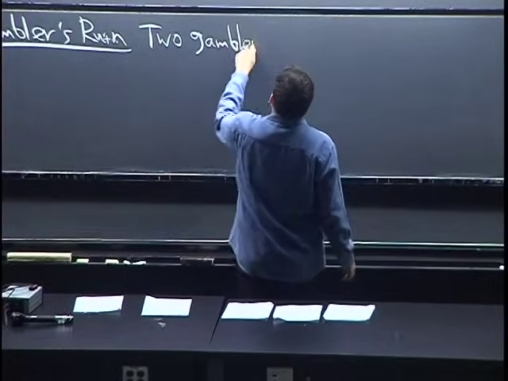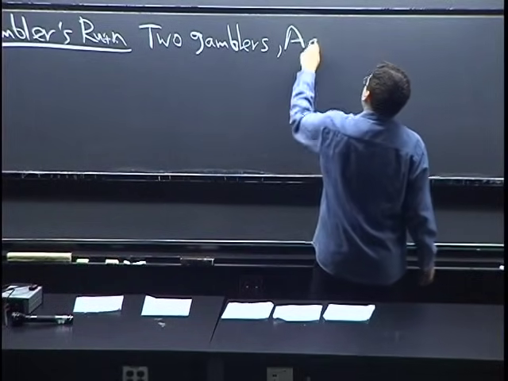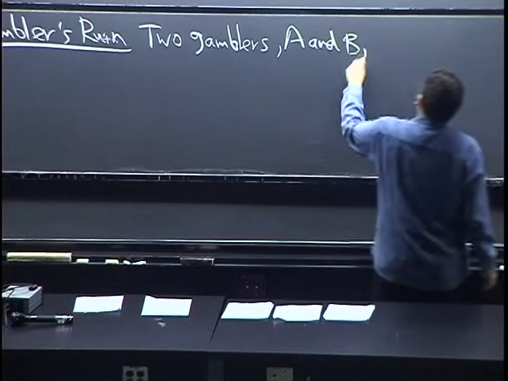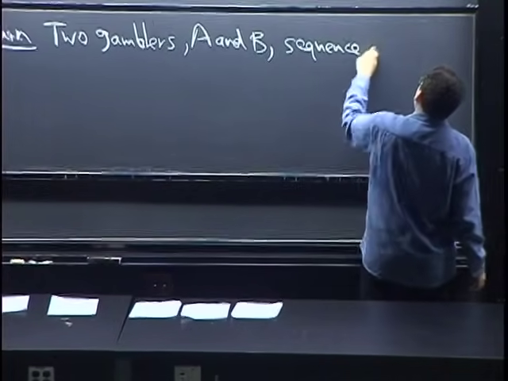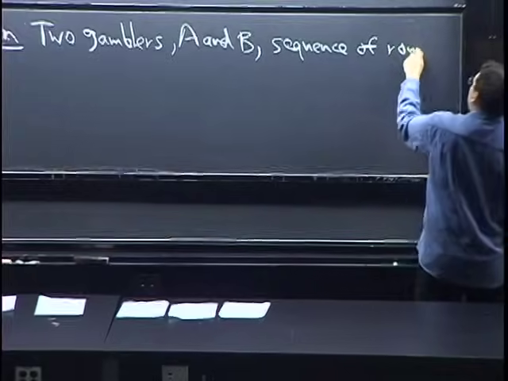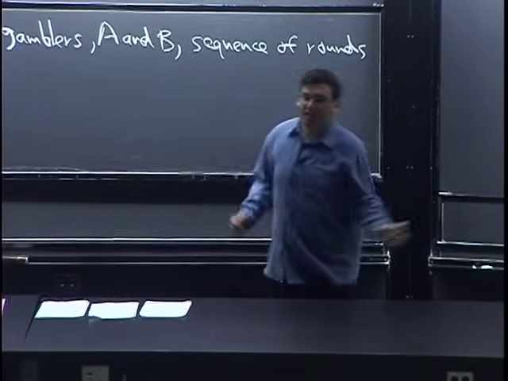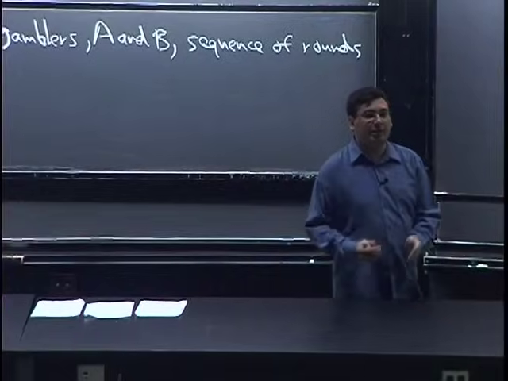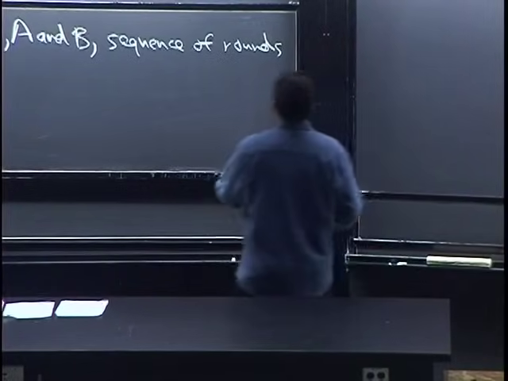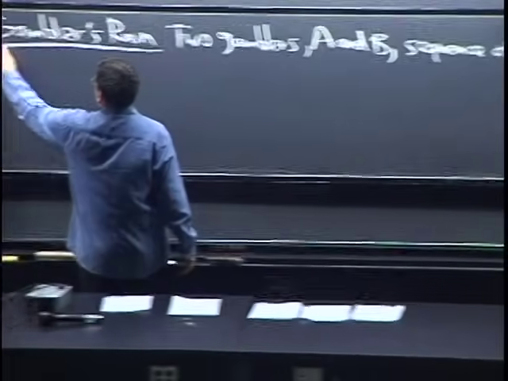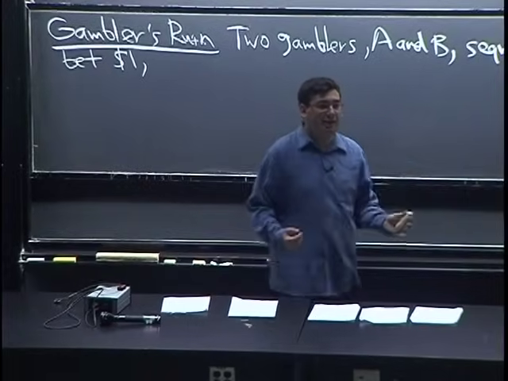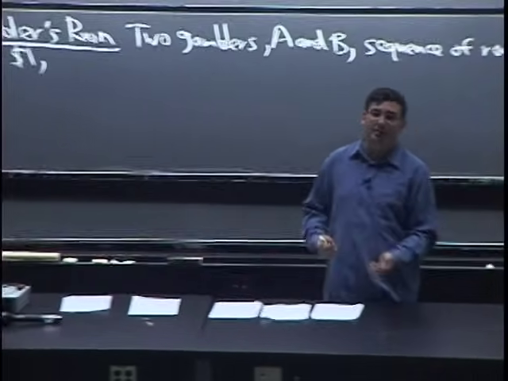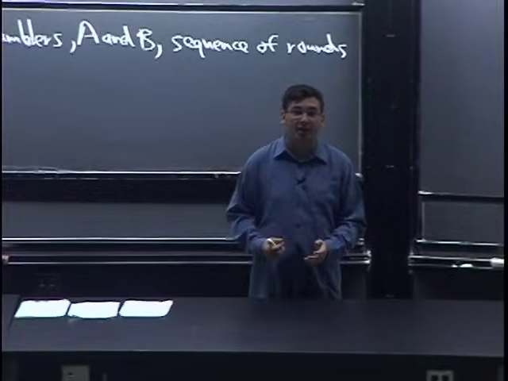So two gamblers, A and B, with the sequence. I'm thinking of the word game as the entire process, and each round is one individual bet. A sequence of rounds where they bet $1 each time. Each round is independent. They're just a sequence of independent bets, $1 each time.